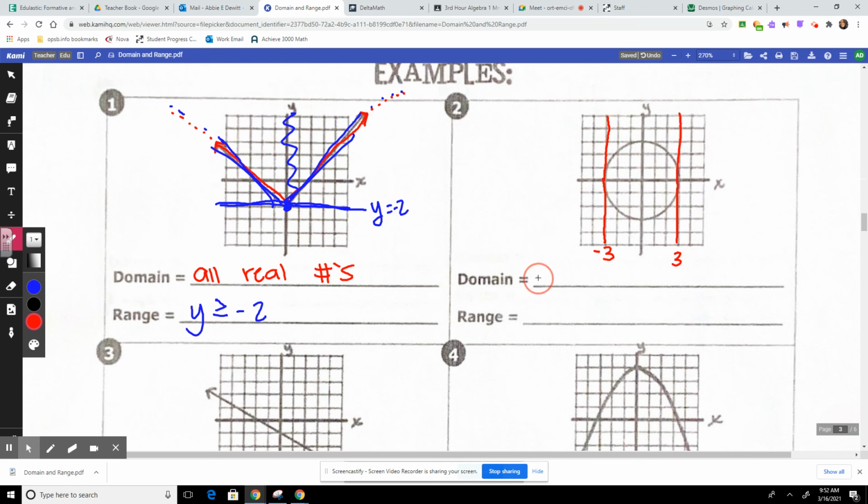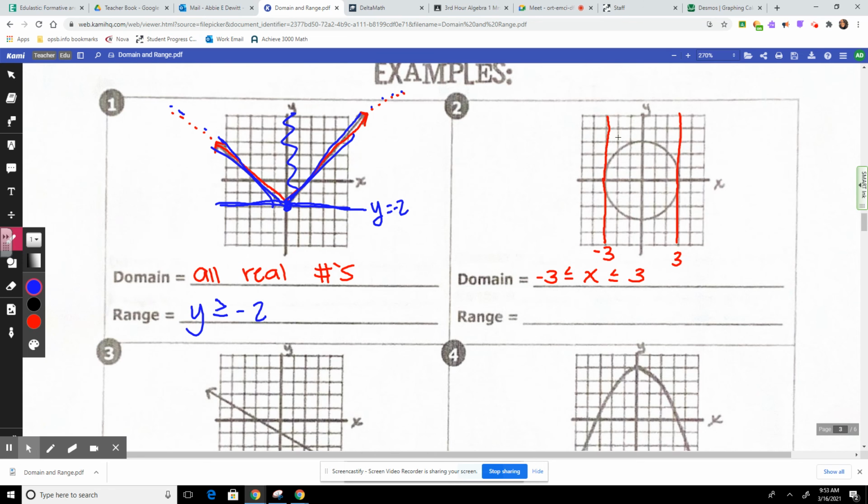So you always put your smaller number to the left, negative 3, your larger number to the right, positive 3. What variable represents domain? X variable. And then you put a less than or equal sign in between the two. Always put a less than or equal sign in between your smaller number and larger number, with the variable of the domain, x, in the middle. So this reads x is greater than or equal to negative 3, which is true. However, x is less than or equal to positive 3. So x only falls in between those two values.